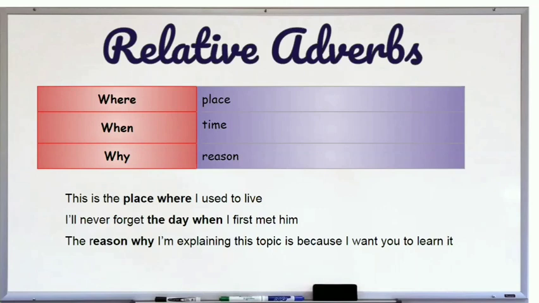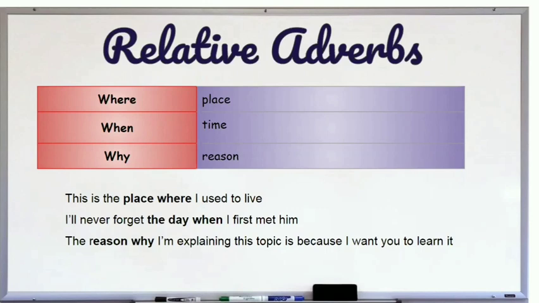So let's analyze it. For example, this is a place where I used to live. In this case, where I used to live is modifying the word place. Place is a noun, so if you are modifying a noun, it is a relative clause. It's functioning as an adjective.